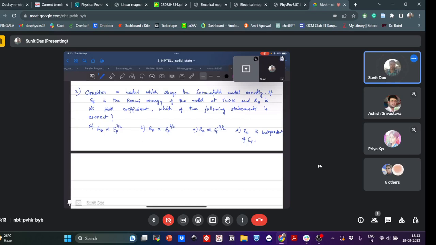So consider a metal which obeys the Sommerfeld model exactly. Now, if EF is the Fermi energy for the metal at T equal to 0 Kelvin, and RH is the Hall coefficient, what is the Hall coefficient we discussed in the last session. So now we need to find the relation between Hall coefficient and the Fermi energy, and we assume that this is a 3D system. So the Fermi energy relation we know, right?